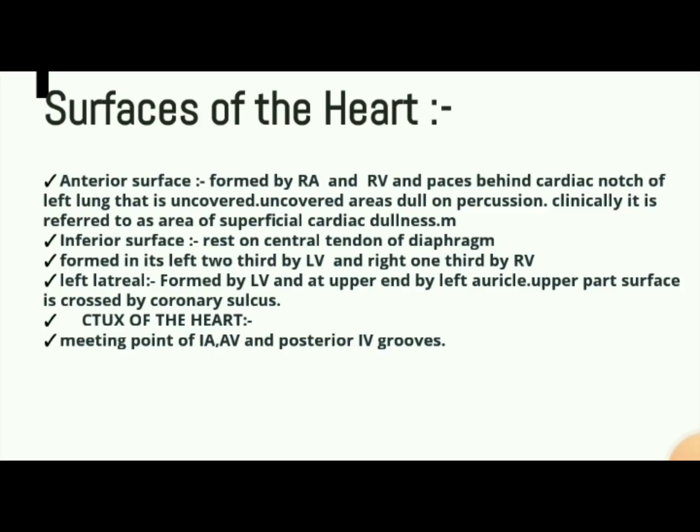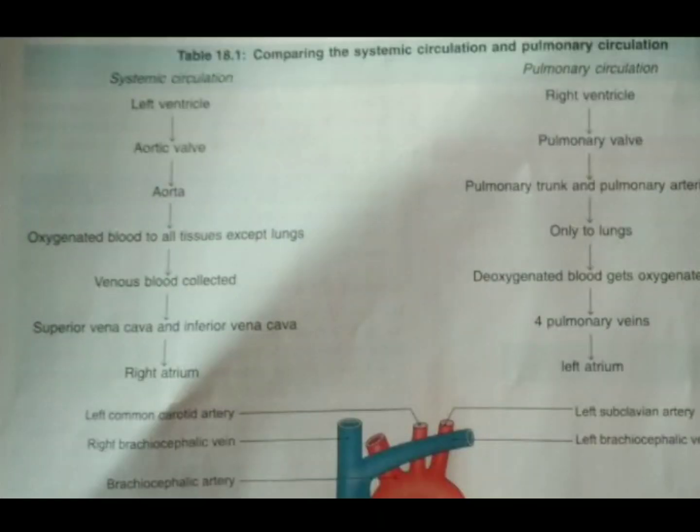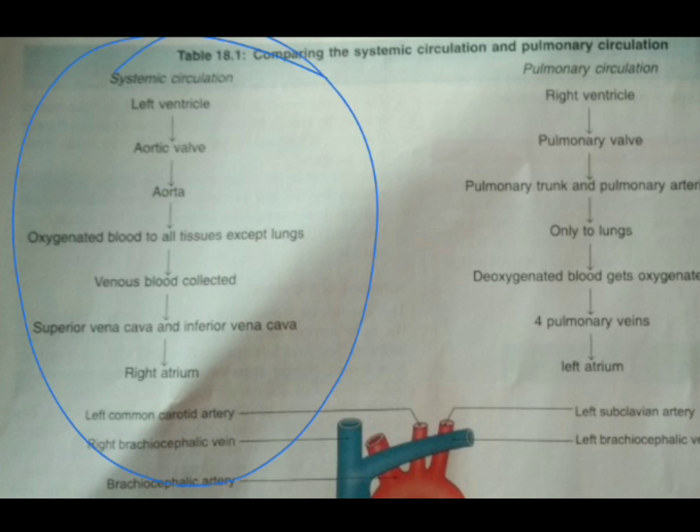Now let's move on to the blood circulation of the heart. This is the last remaining portion, and it is very basic. The heart has two blood circulations, guys: the systemic circulation and the pulmonary circulation.